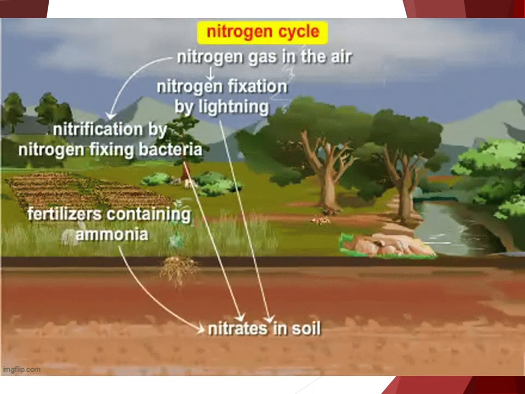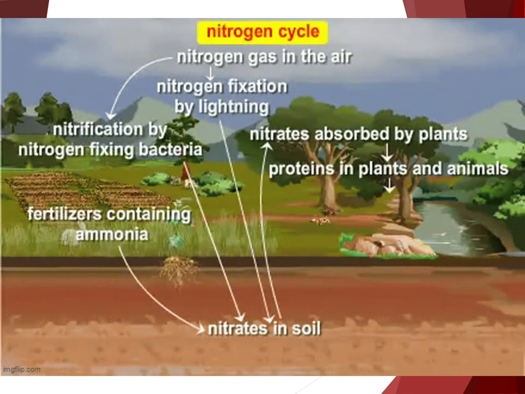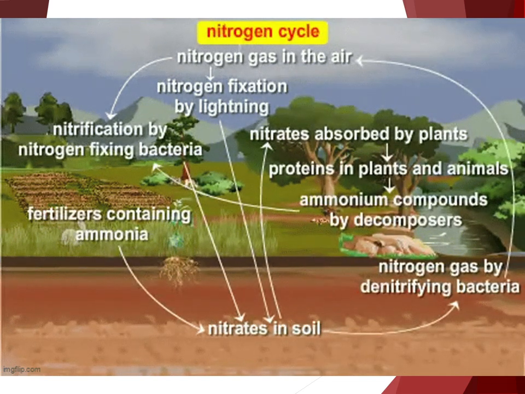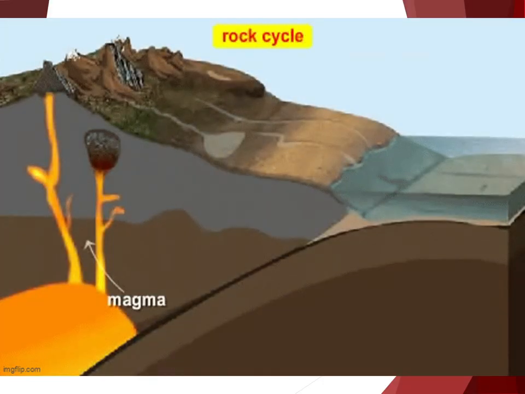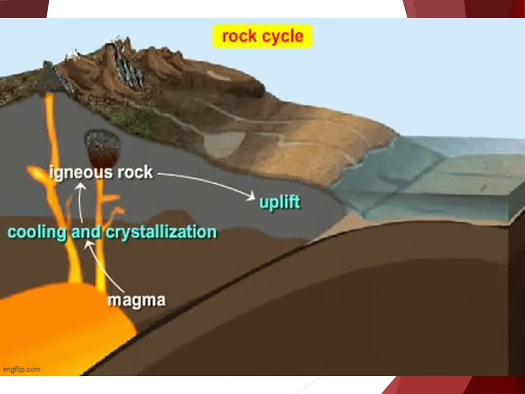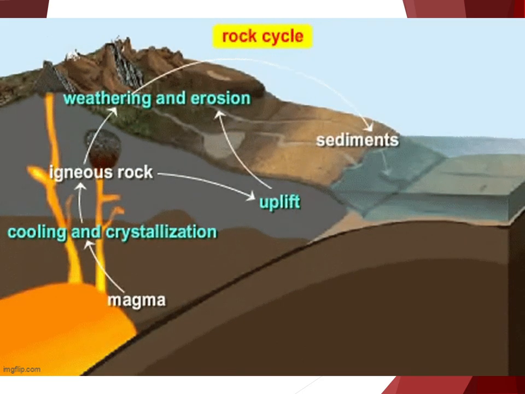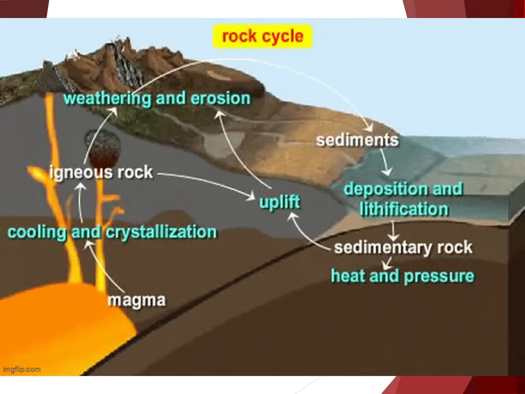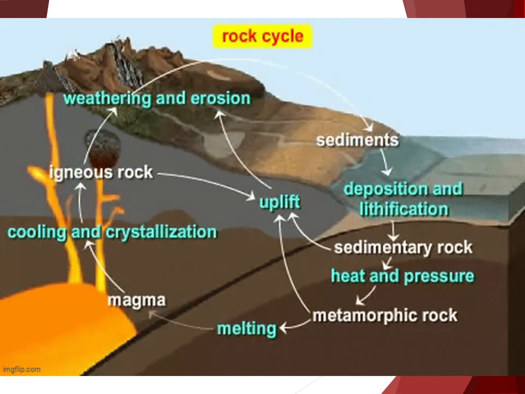Important compounds and elements that cycle through Earth's systems include water, carbon, nitrogen, and phosphorus. While they cycle, they sometimes undergo a change of state or a change of chemical identity.